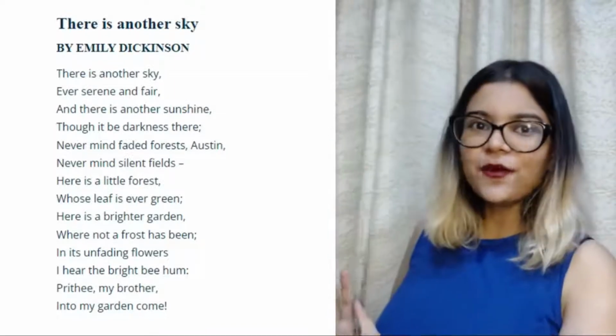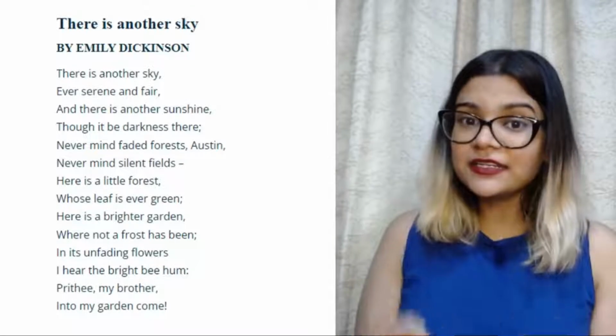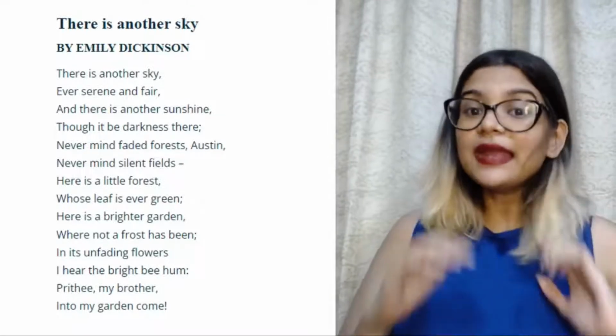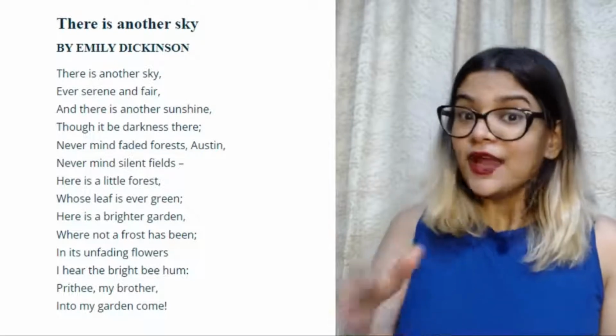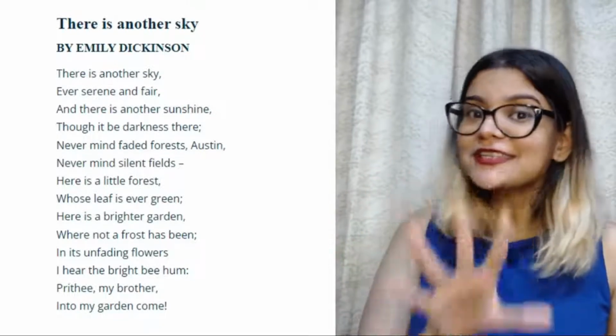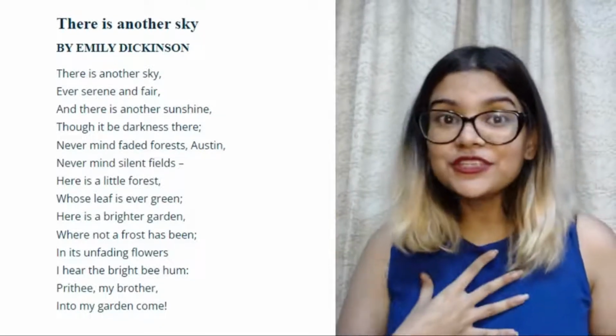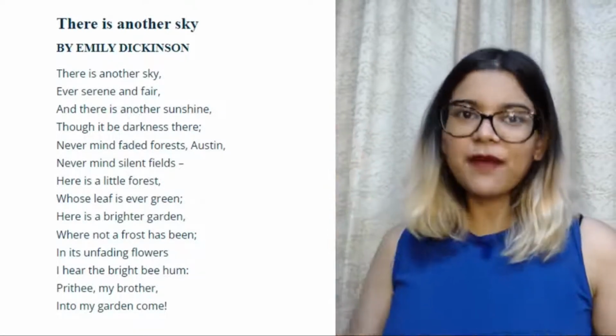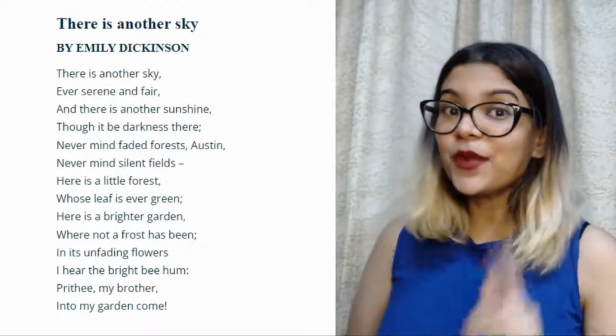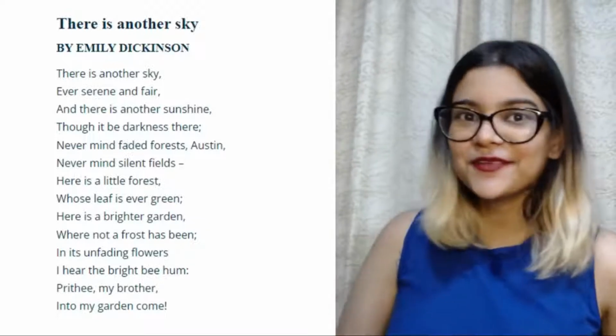So this entire poetry, There is Another Sky, is a metaphorical poetry where Emily Dickinson is saying, hey my dear brother Austin. Now all these things are not written in your textbook. So I would suggest you to write it down in your separate notebook and make a mind map of it. It will definitely help you when you're revising your entire poetry.